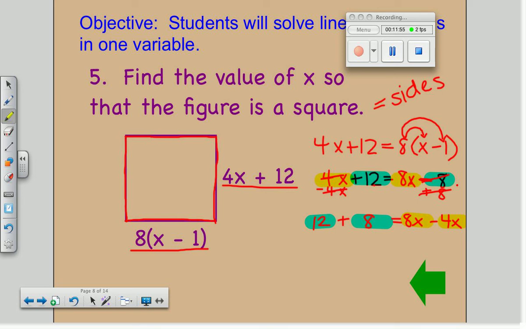Now I can combine like terms. 12 plus 8 is 20. 8 minus 4 is 4x. I need to get rid of my 4 that's being multiplied by x, so I divide by 4. Divide here by 4. 4 divided by 4 is x. 20 divided by 4 is 5.